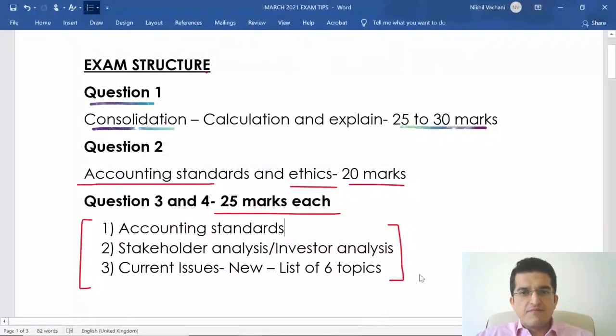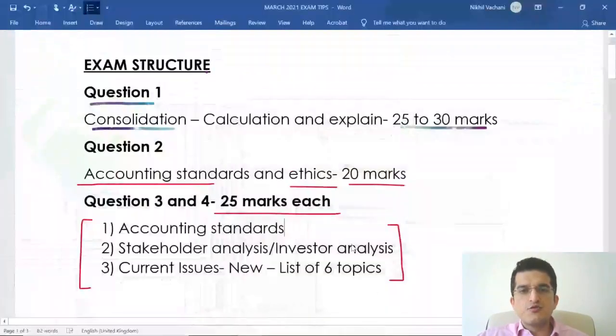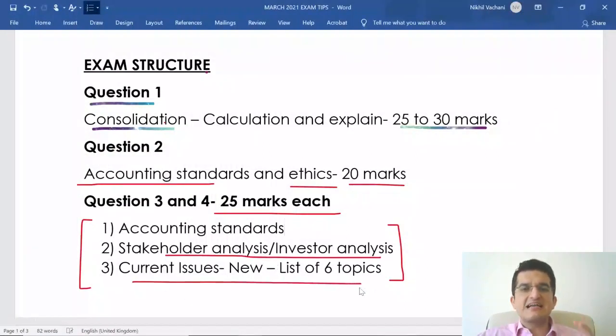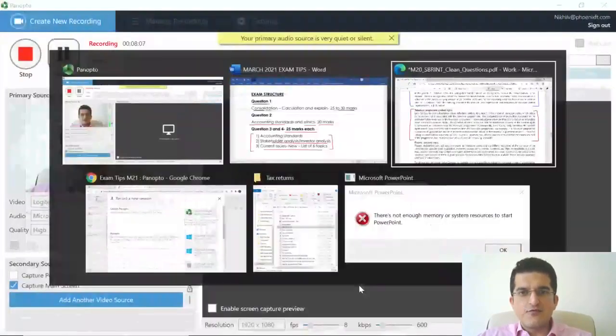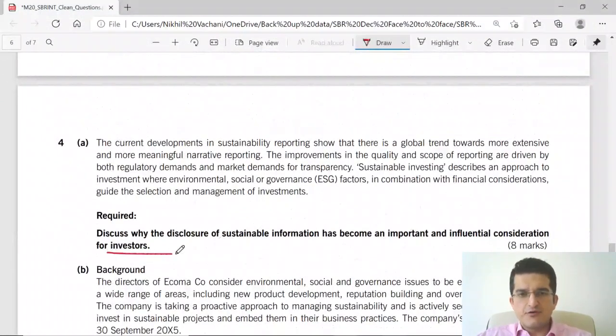The last couple of bits that you'll see here is to do with the investor analysis and current issues. Now, investor analysis involves the challenges. It could be anything. In this example, this exam was about how sustainability is important to investors, but it could be anything. It could be criticism. It could be ratios, different ratios, how your accounting standards can impact them, from gearing, return on equity, return on capital employed.